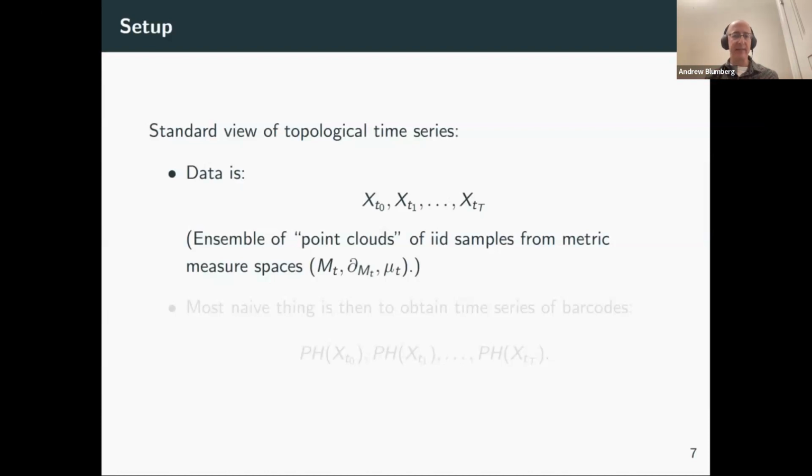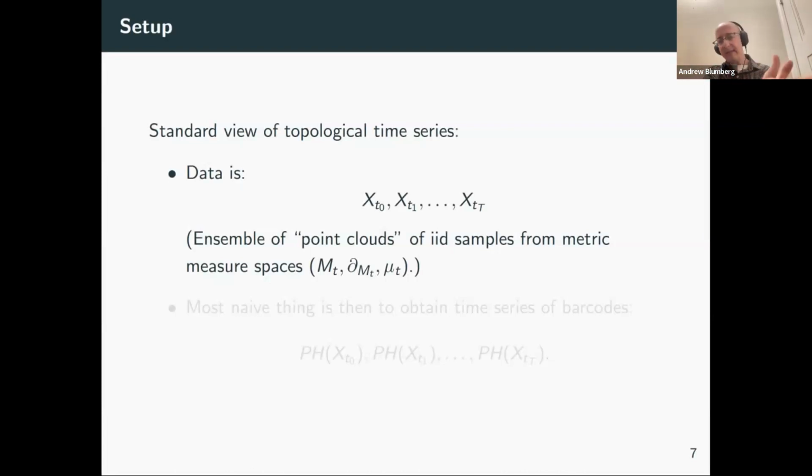And the metric measure space, in the most classical picture of the formal framework for topological data analysis, or for the statistics of topological data analysis, you have a fixed metric measure space, and you have samples from it, and you're trying to recover something about the support, or something about the support and the measure. Maybe their homology.